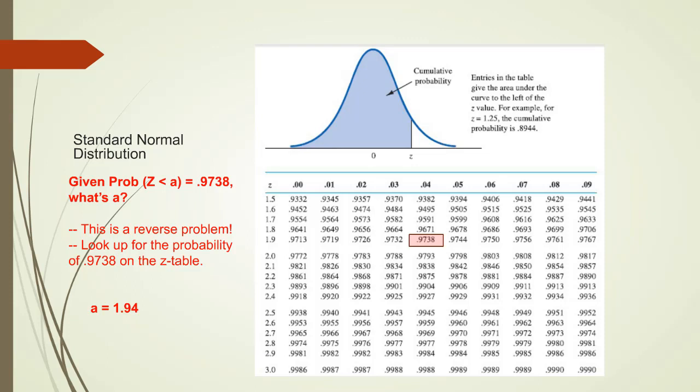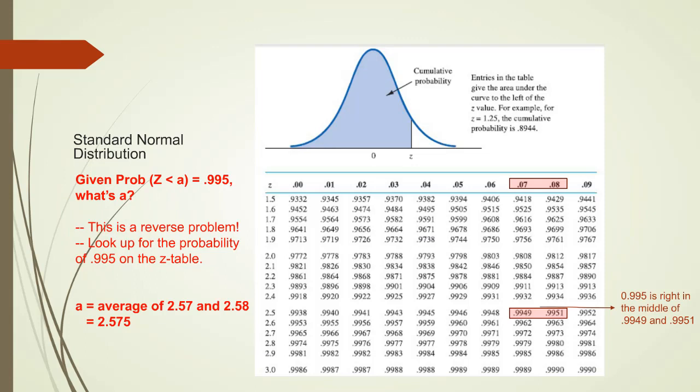What we need to do first is look up this probability of 0.9738 from the z-table, and we are able to see it right on this table. The value of a should be 1.94. The following question is pretty similar to the one we just worked on. Again, it is a reverse question. We were told the lower-tailed probability of 0.995, and we were asked to find a z-score.